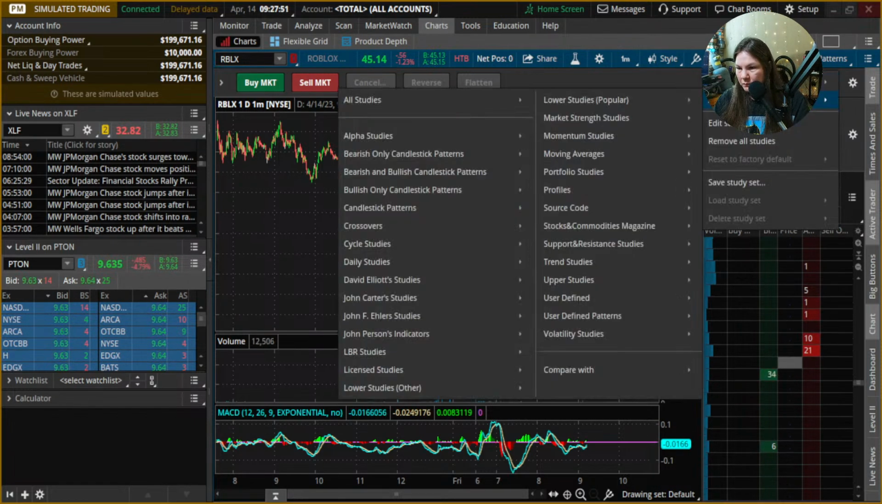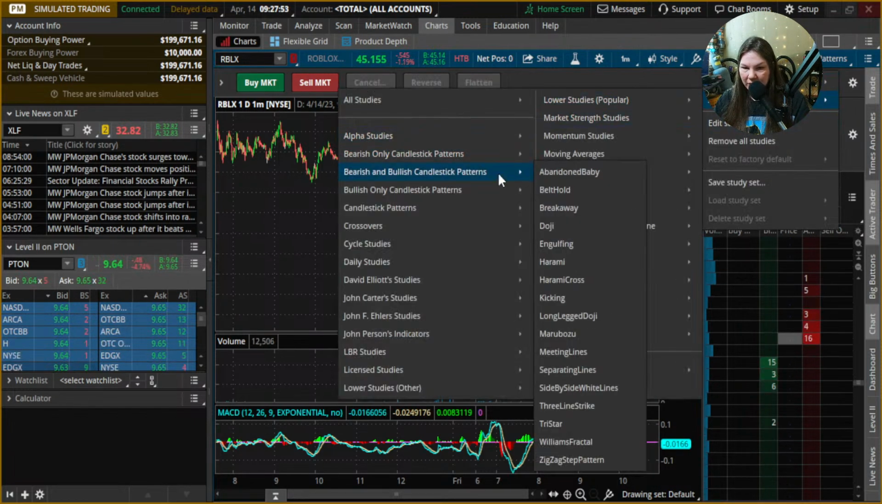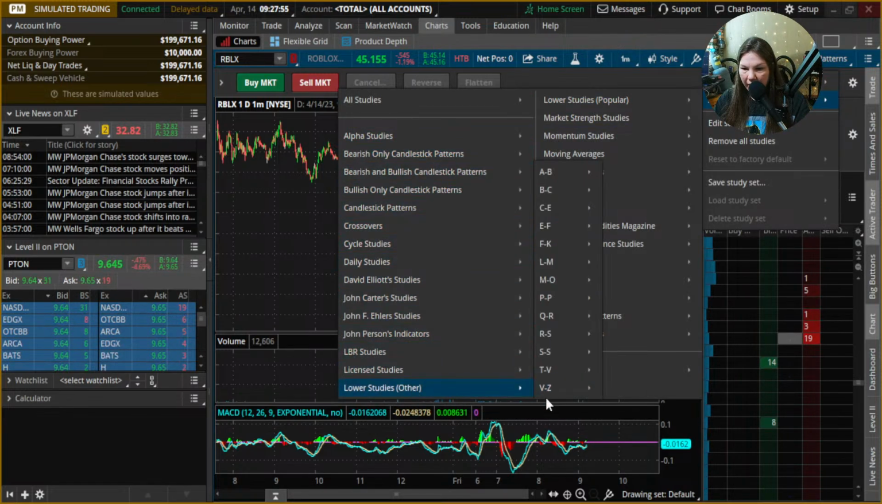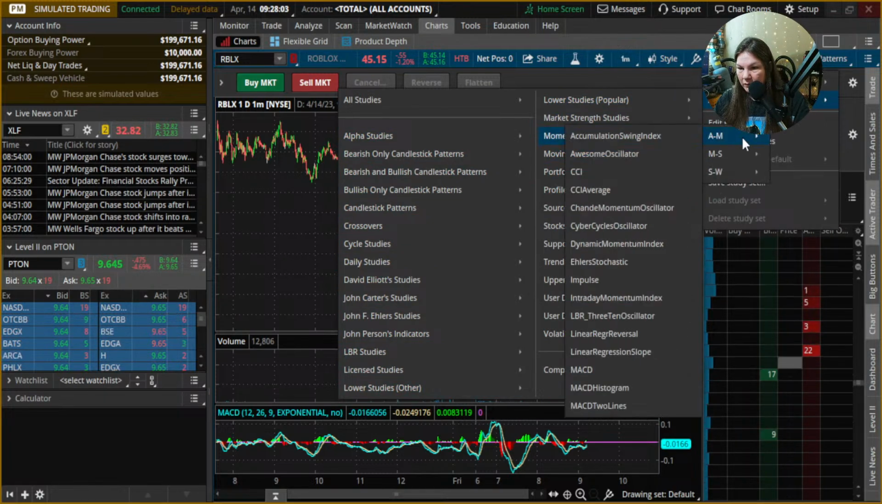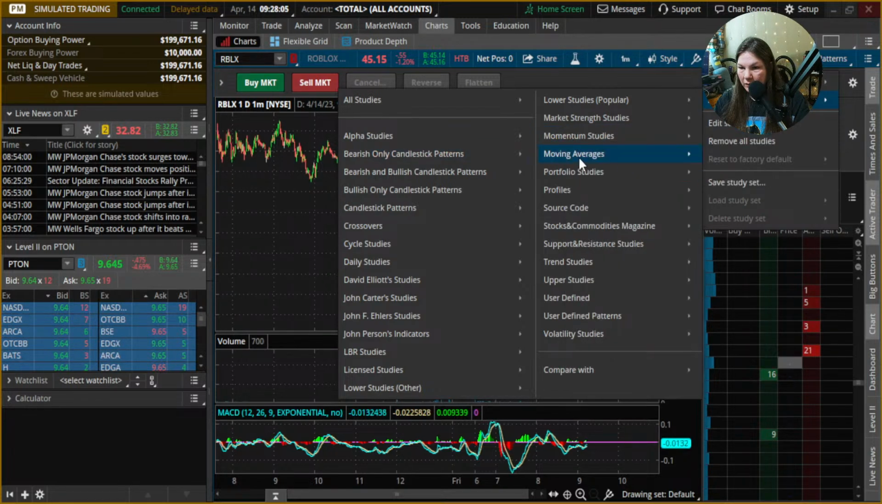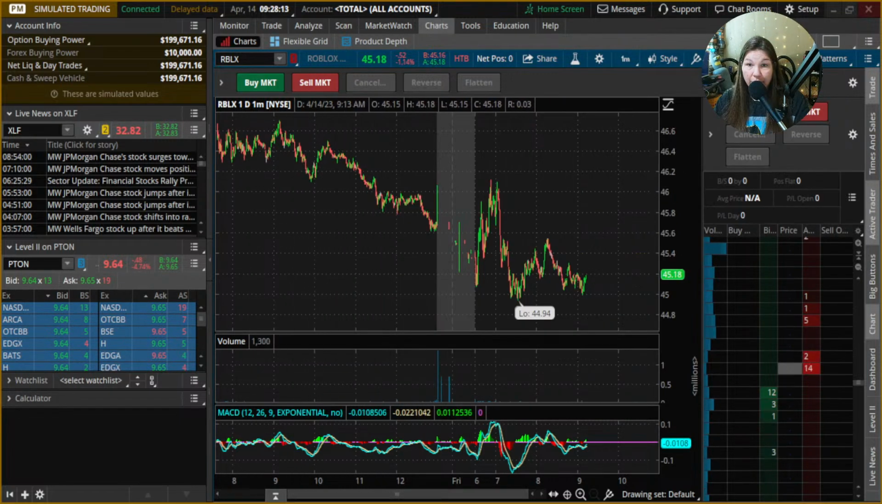So let's add a study. Let's see what we have. I don't know where you add Bollinger Bands. But we're going to see moving averages, momentum studies, well, I don't even have a clue. So let me Google it really quick, guys.